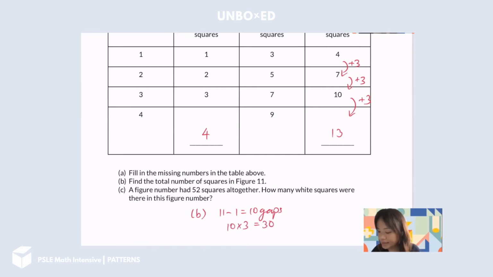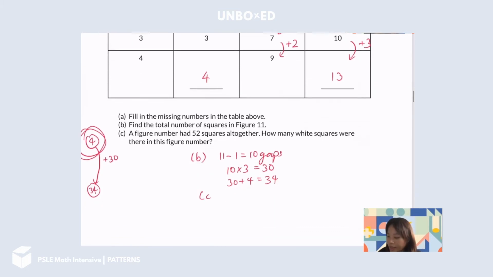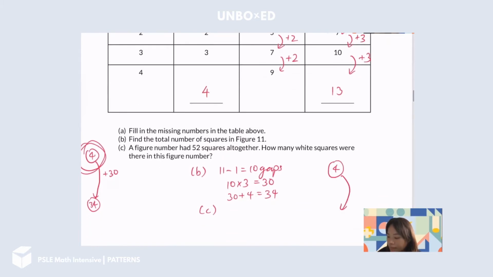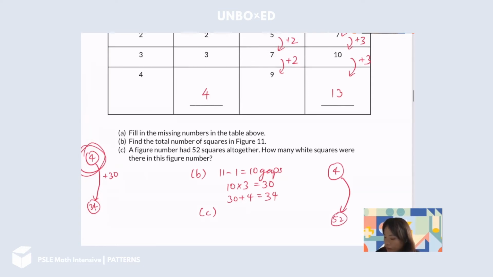Okay, so with that, you need to plus the starting number, which is 4. Okay, because before you jump, think about it. Before you jump, you need to add your important starting point, right? Now C part, because there's 52 squares, right? 52 squares. For 4 to jump to 52, okay, you plus 48, right? How do I know it's 48? Okay, because I take 52 minus 4, 48.